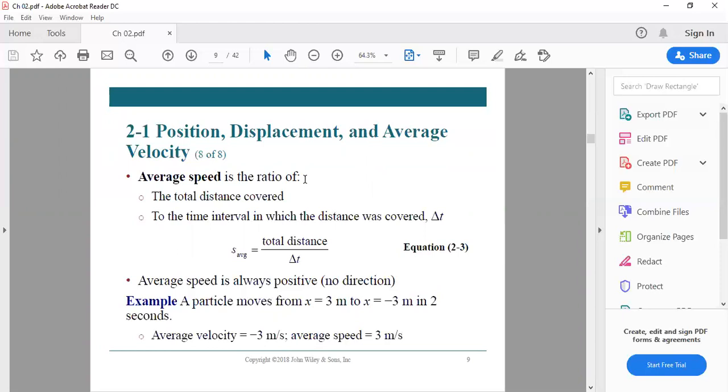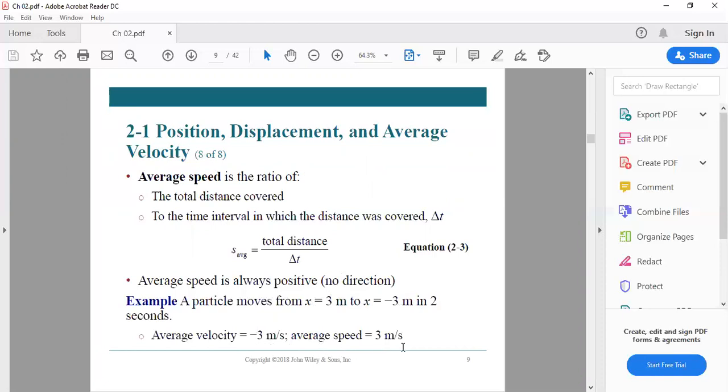So a particle moves from x equal to 3 meters to x equal to -3 meters in 2 seconds. Your average velocity is going to be -3 meters per second. But the average speed is going to be 3 meters per second. Because if you're moving from this position to this position, this is going to be your final. You subtract the initial. So -3 minus 3 is going to give you a -6. You divide it by 2. That's going to give you a -3.